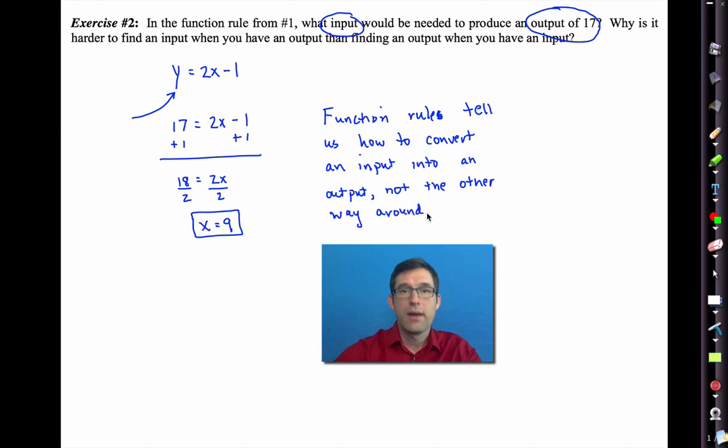Now in Algebra 2, you're going to learn about things known as inverse functions. And inverse functions do that. They tell us how to undo what an original function has done. But for right now, we're not going to be working with inverse functions. We're just going to be going in the forward direction. To go in the backwards direction, to find the inputs if we're given outputs, will always be harder. But that's okay. We'll find ways to do it.